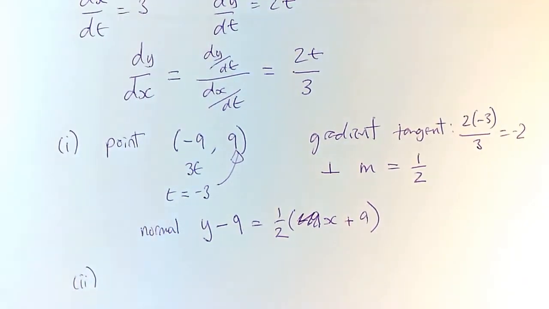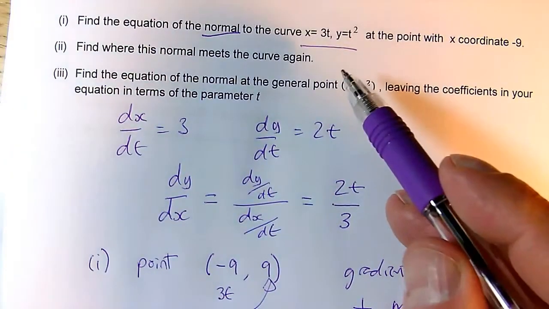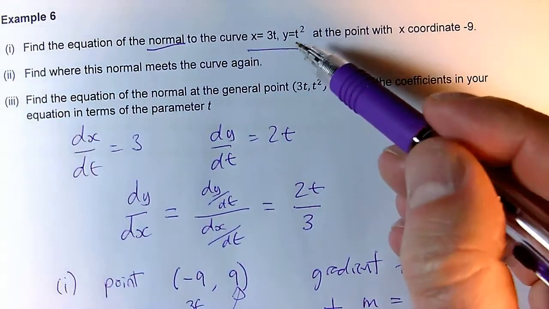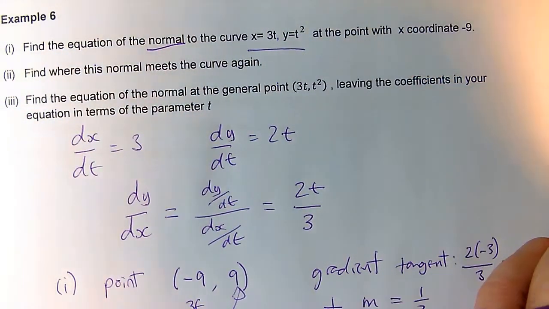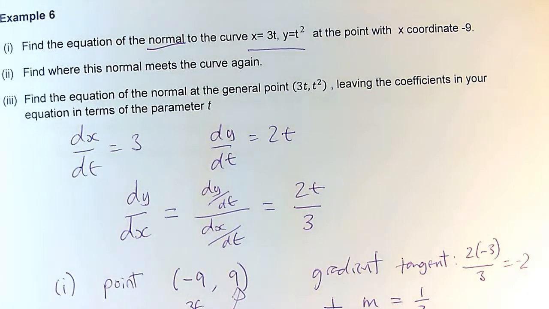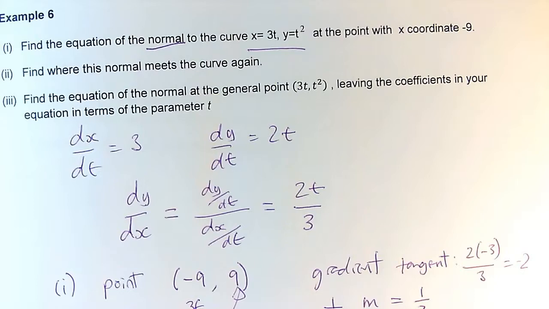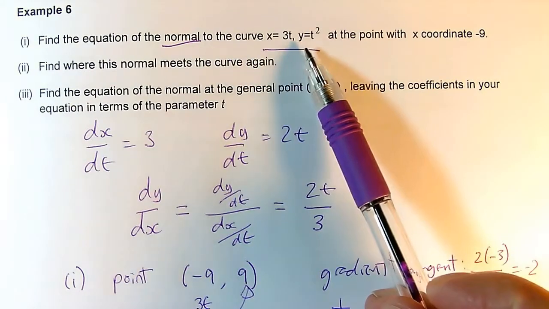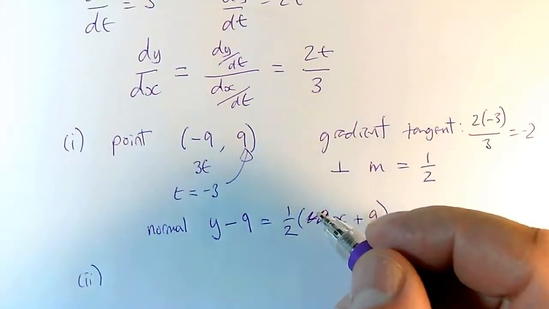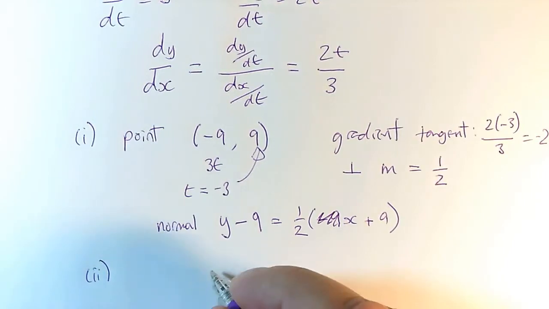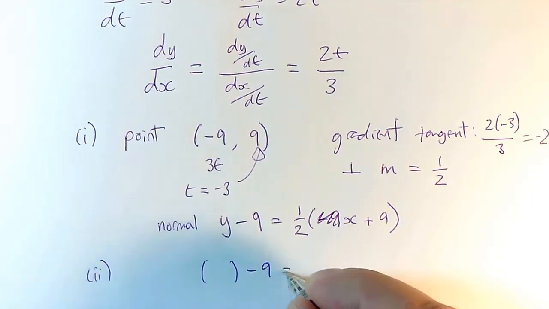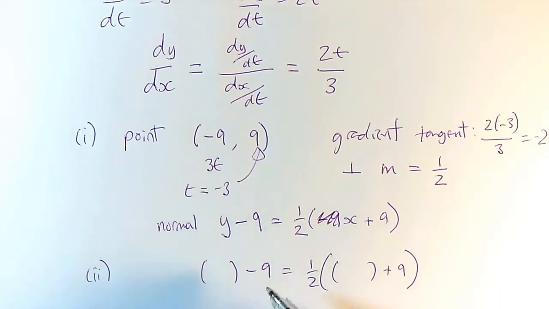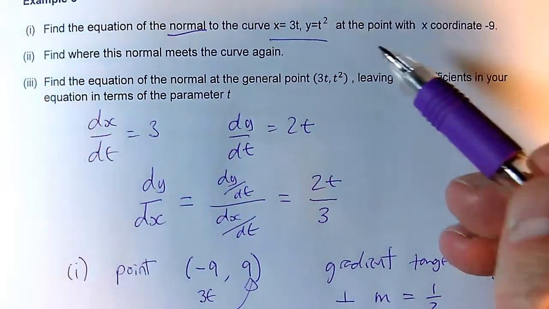which is to find where the normal meets the curve again. So now I've got to solve the equation. Here's the equation of a line. Here's the equation of the curve. It's effectively simultaneous equations. But when this is parametric, solving the simultaneous equations is quite easy to get started, because I've got an x and a y in terms of t that I can just plug in. So I'm going to say that y minus 9 equals a half of x plus 9, where y and x are their formulas in terms of t.